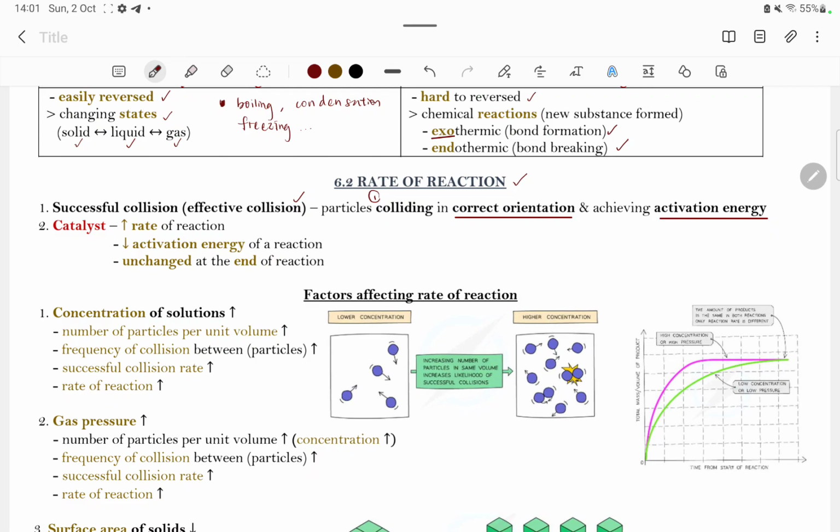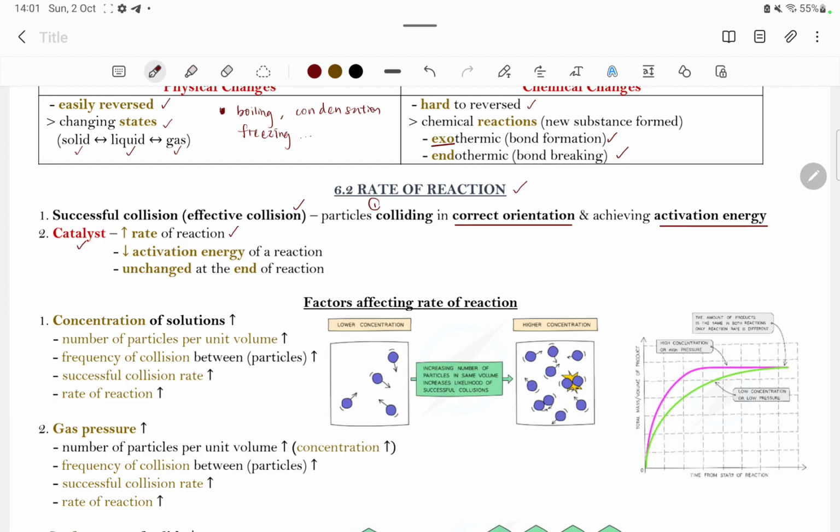Okay, and then the next thing you need to know is about catalyst. Catalyst is just like the enzyme that you learned. The function of a catalyst is to increase the rate of reaction by lowering the activation energy of the reaction. The other characteristic of a catalyst is that it is unchanged at the end of the reaction. It means the catalyst is still there after the reaction. It won't be used up and it can be reused, just like enzyme.